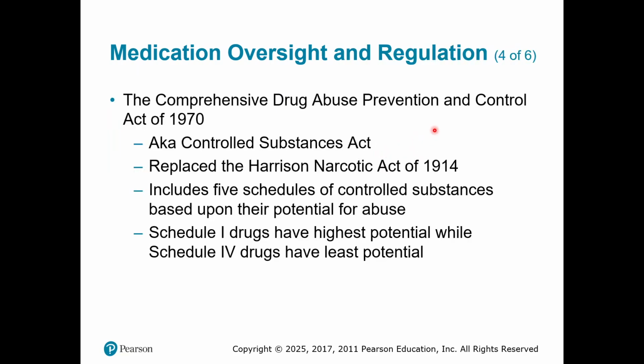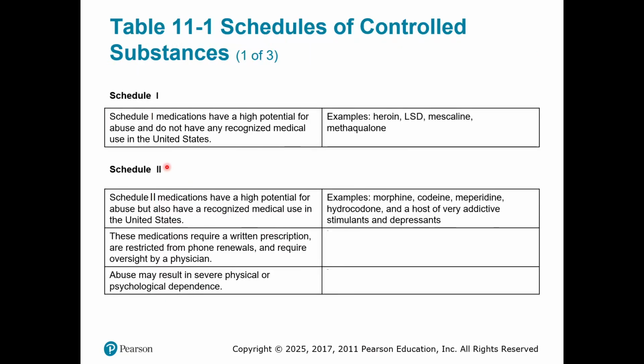The Comprehensive Drug Abuse Prevention and Control Act of 1970, also known as the Controlled Substance Act. This replaced the Harrison Narcotic Act of 1914, just wasn't strong enough. So it made it stronger. It included the scheduled drugs, right? So a Schedule 1 drug has the highest potential, while Schedule 4 drugs, these drugs have the least potential. And so we can look at those right here, like a Schedule 1 drug up here, heroin, LSD, mescaline, and methaqualone, or quaaludes maybe. Anyway, that's your Schedule 1.